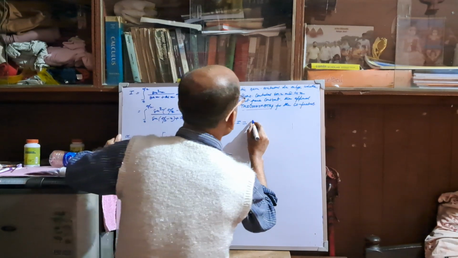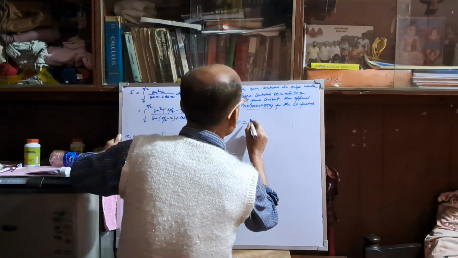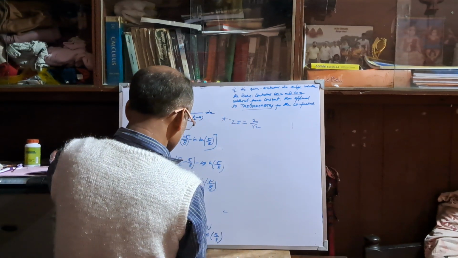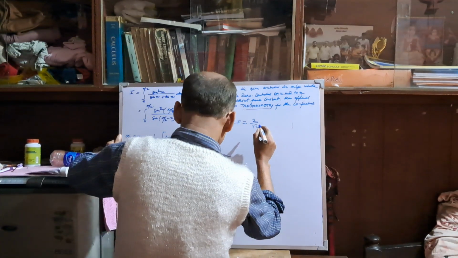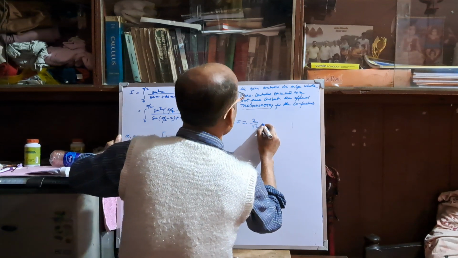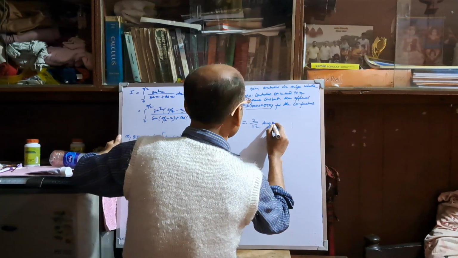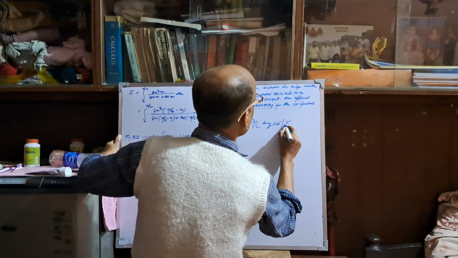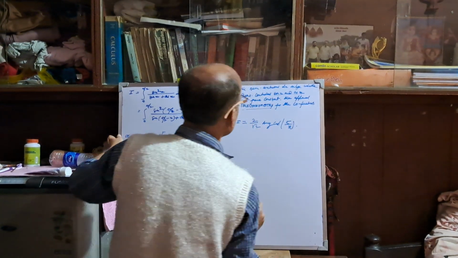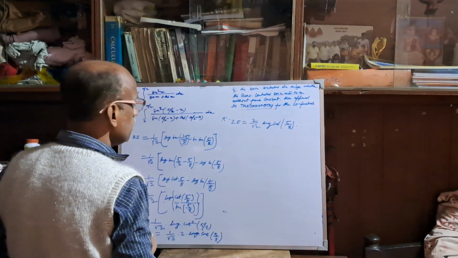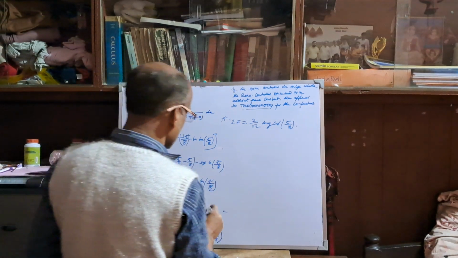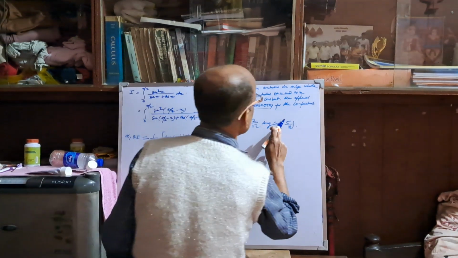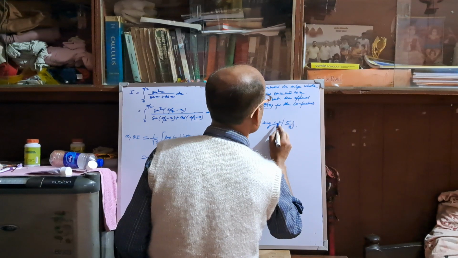You just see here, I can write 2 by root 2. Later we shall rationalize this to eliminate the root in the denominator. 2 divided by root 2 log cot pi by 8. Not cos here, sorry, this is cot. Okay, this is cot.